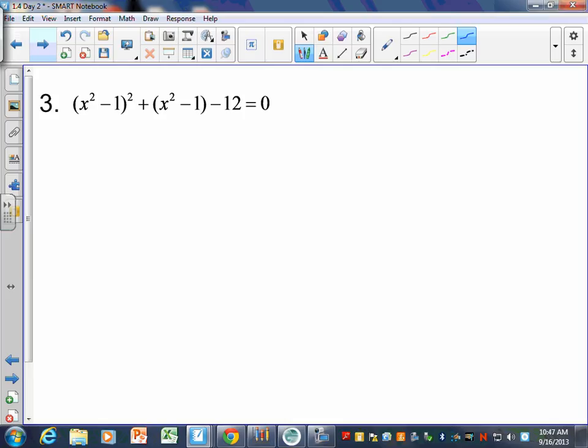All of this is kind of like the same thing, but it's squared already. So you do this one. X squared minus 1, quantity squared, plus x squared minus 1, minus 12. So it's very similar to the last one, only now there's x squared at the end to solve.